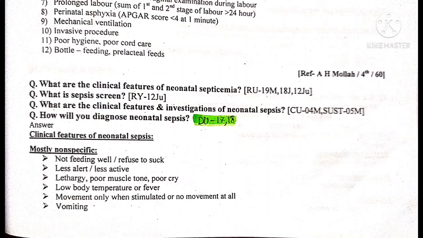What are the clinical features of neonatal sepsis? The clinical features are mostly non-specific. Not feeding well or refusing to suck, the baby may be less alert or less active. The baby may have lethargy, poor muscle tone and poor cry. The baby may have low body temperature or fever. Vomiting can be present, and movement occurs only when stimulated or there is no movement at all.